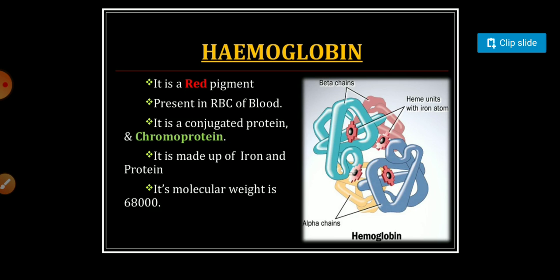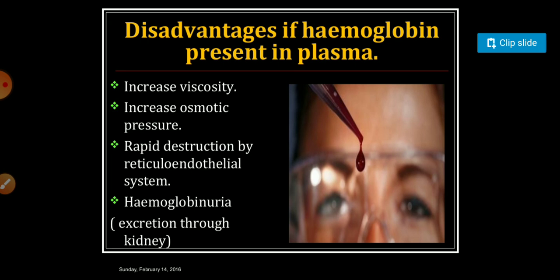Myself JVN Dr. Monica Trivedi, and today's topic is synthesis of the hemoglobin and general properties of the hemoglobin. As you know, the hemoglobin is a red pigment present in the RBC of blood. It is a conjugated protein, also known as chromoprotein. It is made up of iron in a protein, and its molecular weight is 68,000.